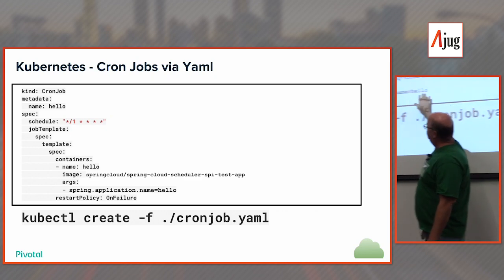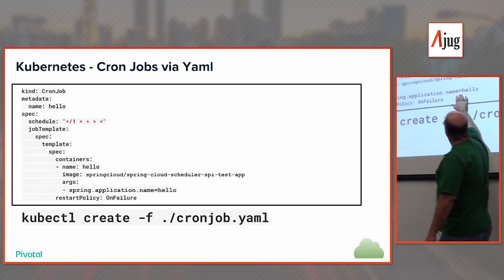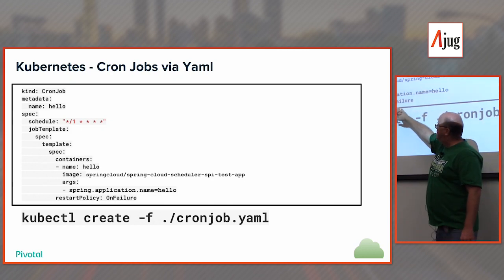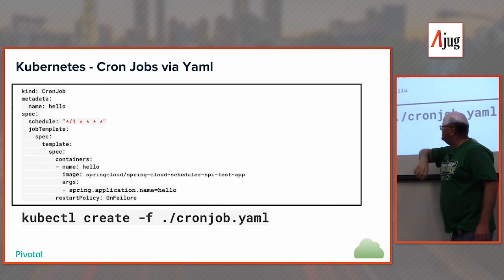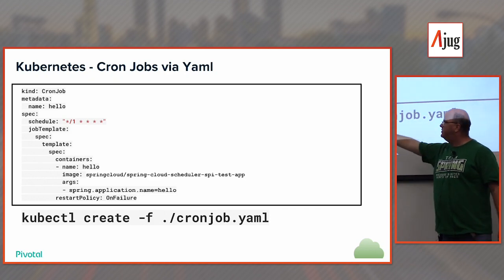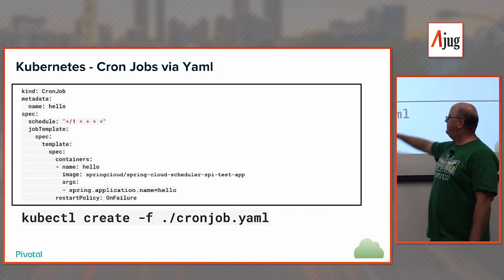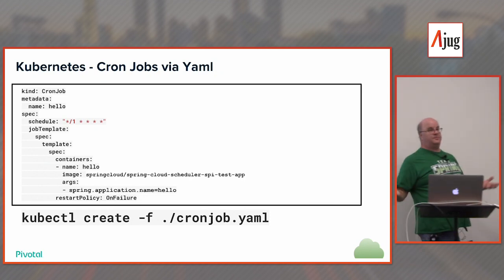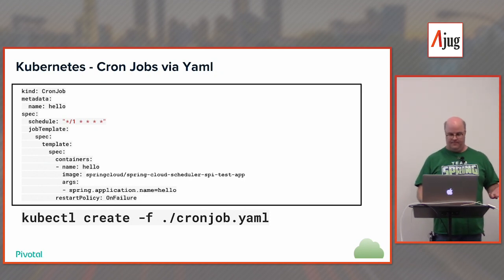And then I can pass in whatever arguments I want, which in this case, I'm passing in a name called hello. And I have what's called the restart policy on failure. We'll talk about that in just a second. And basically, you do a kubectl create -f your cronjob.yaml, and you have just taken your app and set up a schedule for it. Okay?